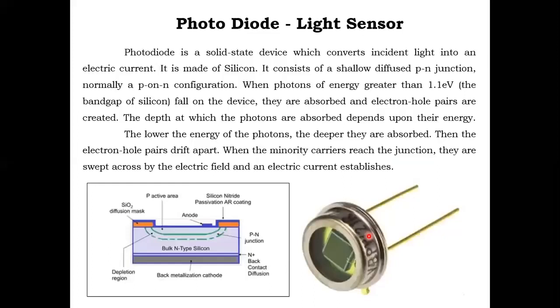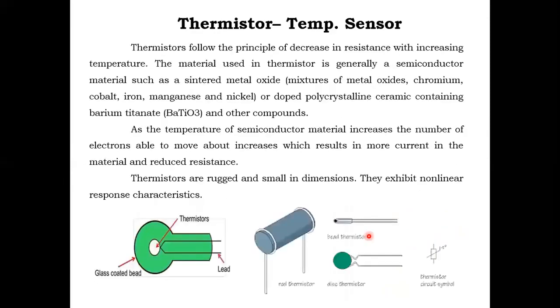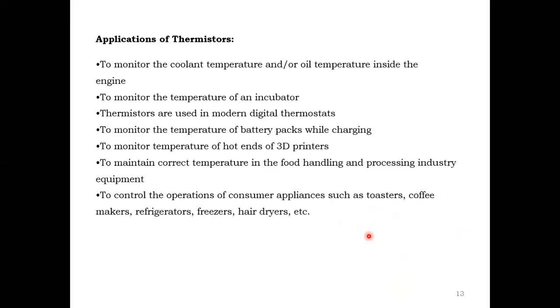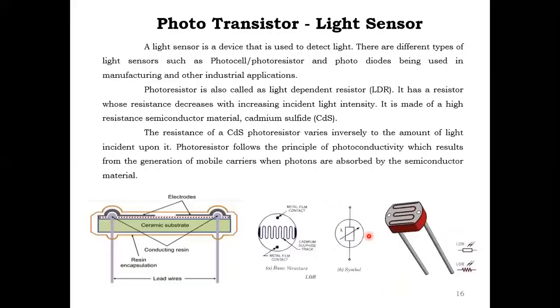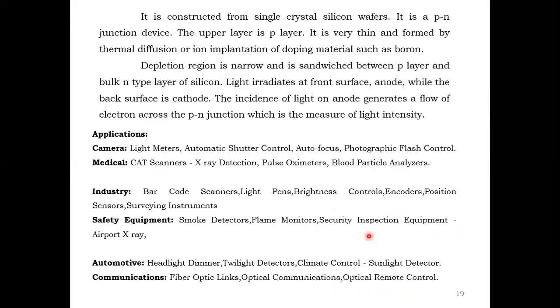These are the types. In this chapter we discussed temperature sensors and light sensors. In temperature sensors we have four types: bimetallic, thermocouple, RTD, and thermistor. In light sensors, we discussed the phototransistor and photodiode. So up to this, unit one is completed. Unit one consists of six chapters.